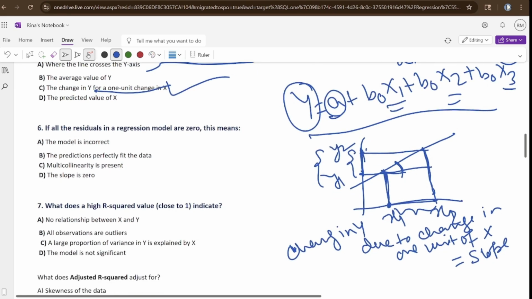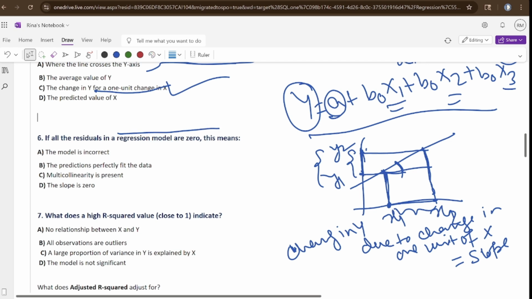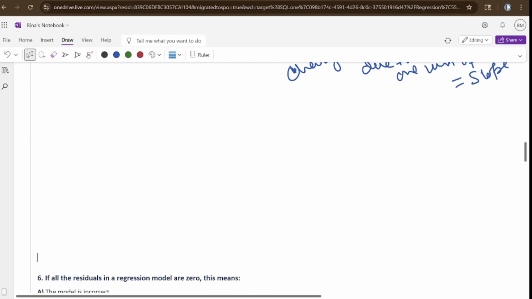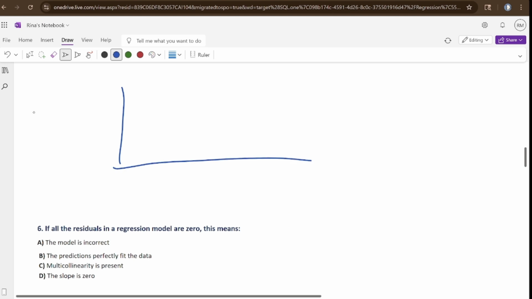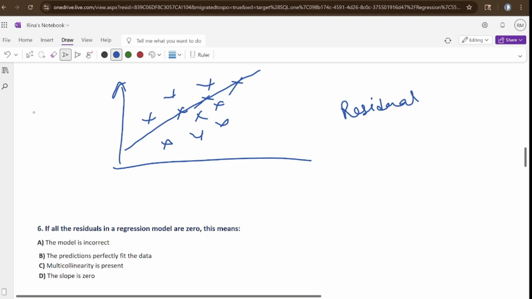Now, if all the residuals in a regression model are 0, see, all the residuals are 0. So, let me draw something. Let's say these are your data points. Okay. Now what you have done? You have drawn a line like this. Now see, what is residual? Residual means you have predicted something and something in actual. What is your prediction? This is your prediction. This is the prediction, or we can say this is the regression line. So you have predicted this and in reality also this one. So there is no error.